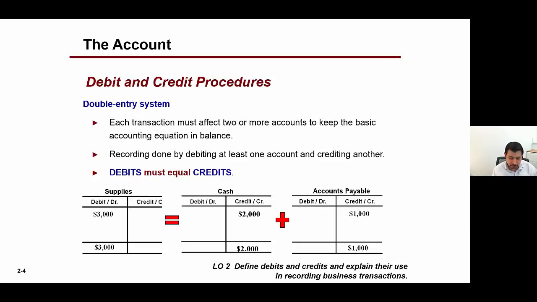As you can see here, for this transaction, for example, the company has bought supplies for $2,000 in cash, and the remaining 1,000 was on account. If you look at the two sides of the equation, the total debits are equal to the total credits. Again, they must always be equal after each transaction.